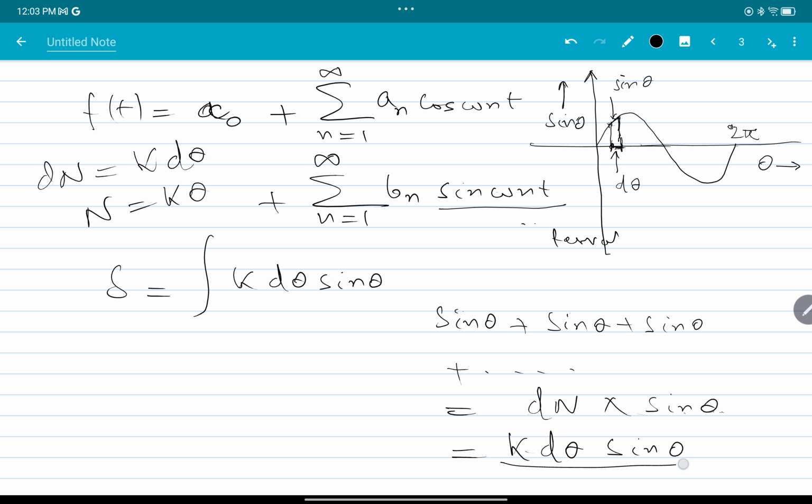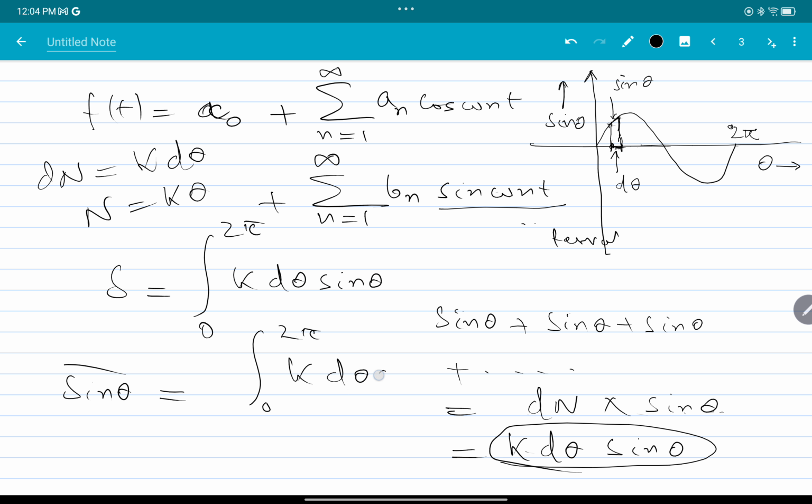Sum of these k these. So in from 0 to 2 pi, from 0 to 2 pi, from 0 to 2 pi. Okay, now this is the sum of the values of sine theta from 0 to 2 pi. Now what about the number? Divide this by the number to get the average. To get the average value of sine theta, I will have to divide this sum by the number. But the number I don't know.